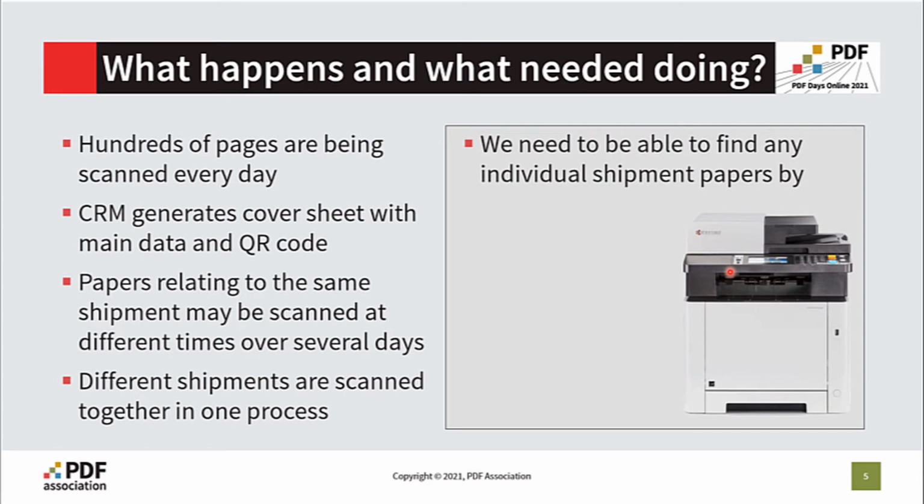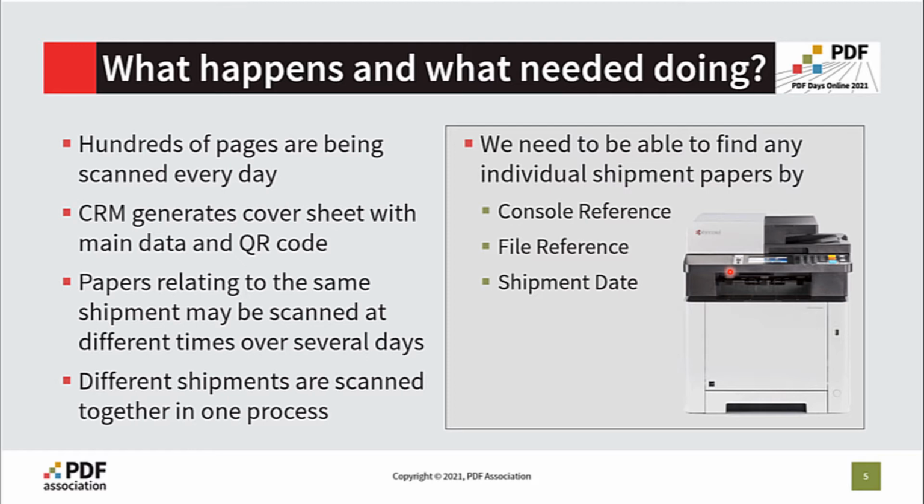And where do we need to get to? We need to be able to find any shipment paperwork by 3 criteria in the end. That's the console reference, that's basically the truck it's going on. The file reference, it's basically relating to the actual shipment, what is contained in it, and the shipment date.